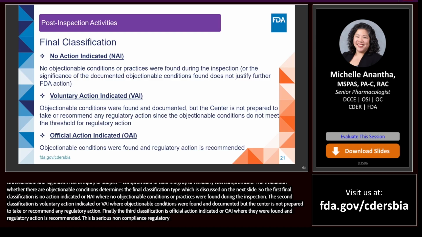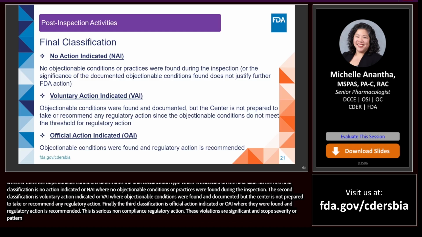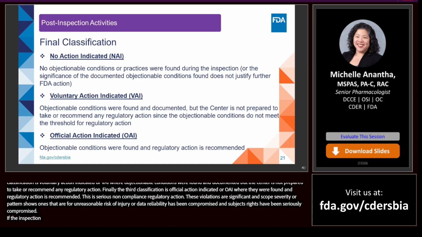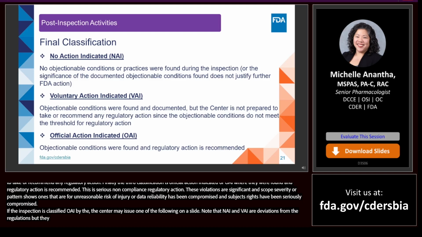These violations are significant, and their scope, severity, and/or pattern support findings that subjects have been exposed to an unreasonable and significant risk of illness or injury, and/or data reliability has been compromised, and/or subjects' rights have been seriously compromised. If the inspection is classified OAI by the center, it may issue one of the following types of letters described on an upcoming slide. Note that NAI and VAI classifications are for deviations from the regulations, but these classifications do not meet the seriousness and significance of those classified as OAI.